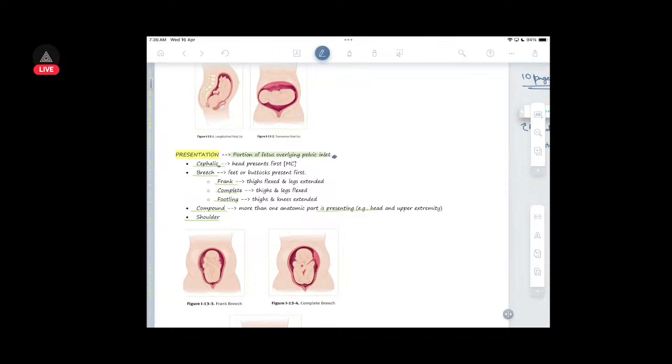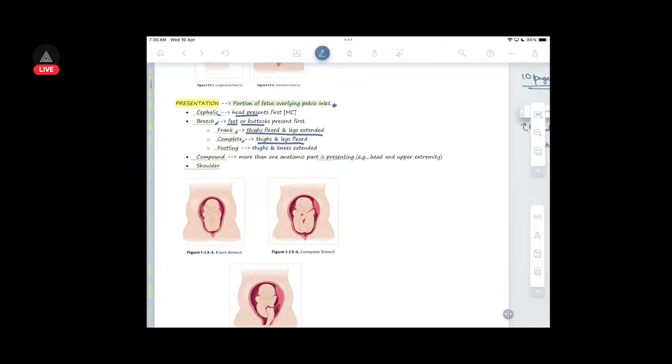Cephalic is head. Breech is seat or buttocks. Frank is thighs flexed, legs extended. Complete is thighs and legs flexed. Footling is thighs and knees extended. Compound is more than one anatomical part, head and upper extremity. Shoulder.